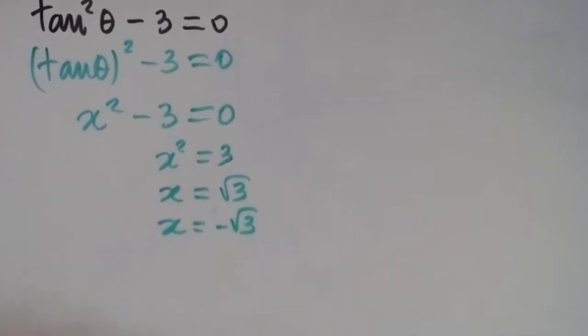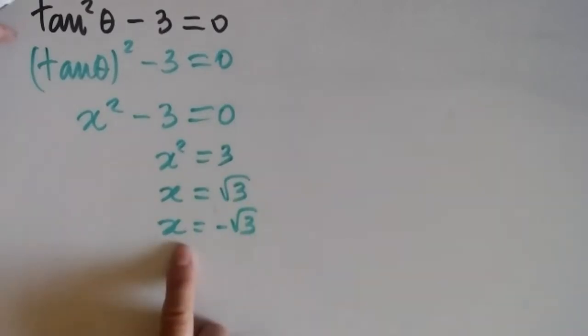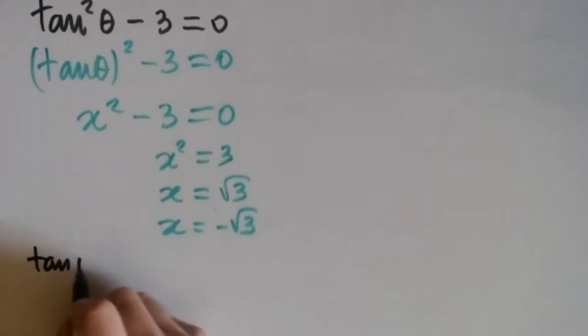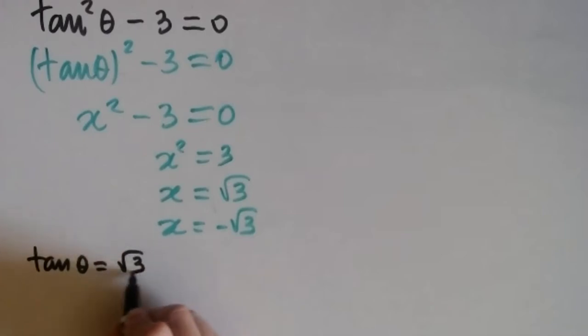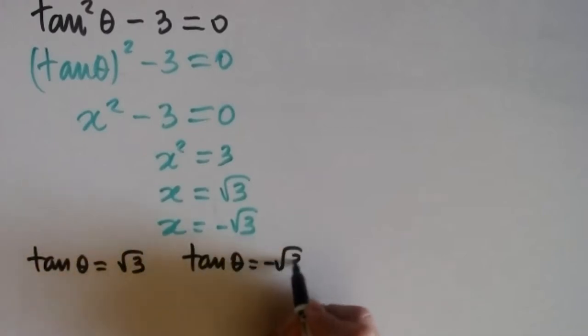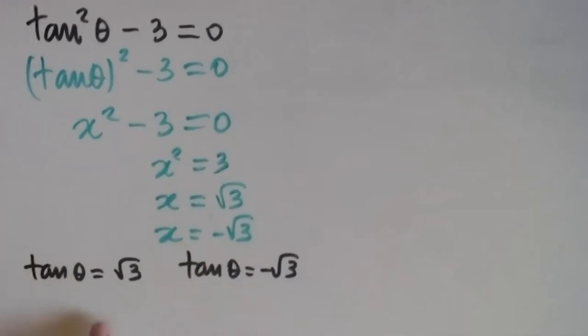Now, what is the situation here? Well, the x is really tangent. So I'm going to write tangent of theta equals square root of 3, and tangent of theta equals negative square root of 3. So these are the real equations I have to solve.